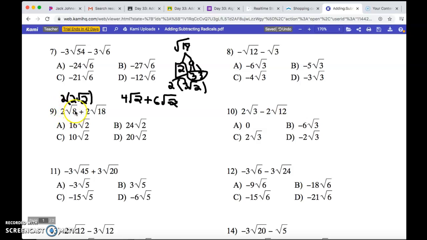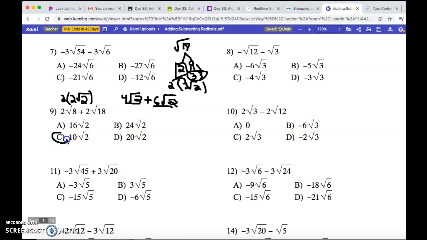So this 2 radical 8 was right here. It becomes 4 radical 2. That's right here. The other side, 2 radical 18. Well, radical 18 was this 3 radical 2, and you multiply by that 2 in front to become 6 radical 2. And now look, 4 radical 2 plus 6 radical 2, they have the same radicals. Now it becomes 10. Right? 4 plus 6 is 10 radical 2.